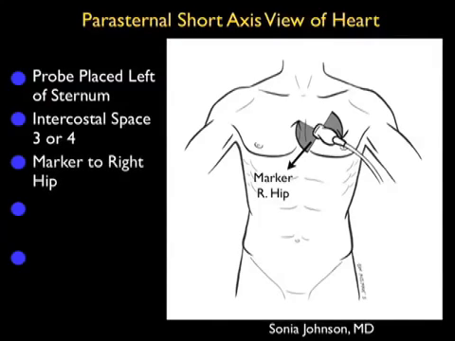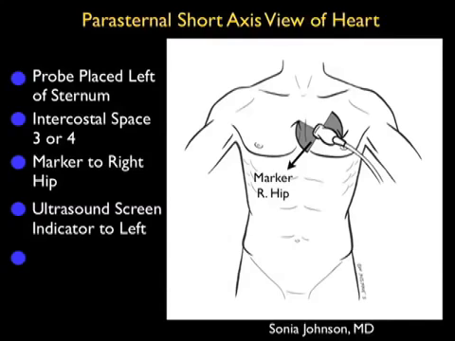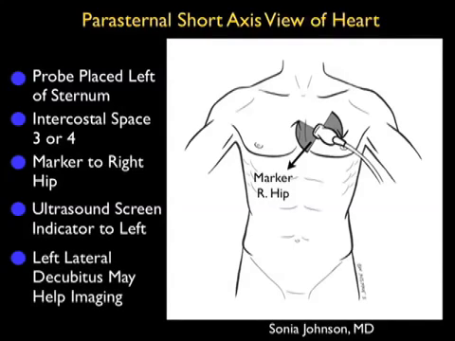Now, in variance to the parasternal long axis view of the heart, where the probe marker was positioned down towards the patient's left elbow, we'll swivel the probe 90 degrees clockwise, so now the marker is down towards the patient's right hip. That's with the caveat that the ultrasound screen indicator is positioned towards the left of the screen. Now, moving the patient into left lateral decubitus position may help imaging from the parasternal short axis plane.